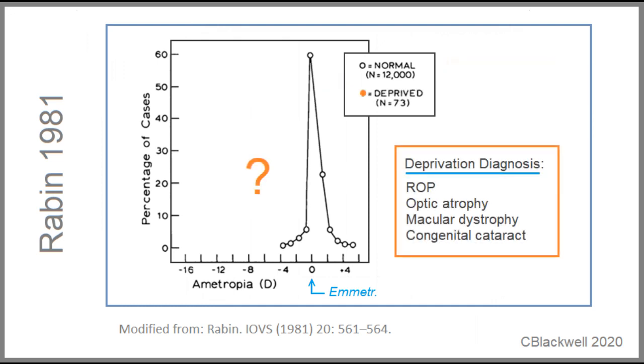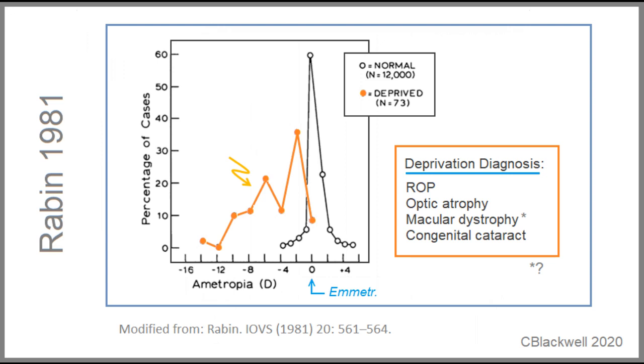Another way to look at how well emmetropization works is to ask, what happens to people in whom emmetropization isn't working because they have some kind of pathology that degrades the retinal image, like cataract or retinal disease? The result, the orange line, shows that without a clear image, feedback control is lost, and the eye takes on a wide range of myopia, up to minus 14 diopters in this survey.